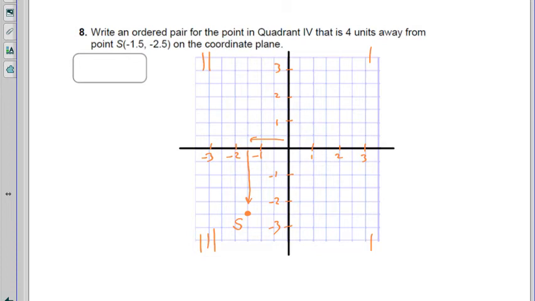So remembering that each increment on my graph is a half, I need to go 2 units to make a whole. So there's 1 whole, 2 wholes, 3 wholes, 4 wholes, and I end up right here for my point. And the coordinates for that are X is 2 5/10, and Y is the same as S. It's a -2 5/10. So I'm going to write up here in my answer box 2 5/10, -2 5/10. And that's how that's done.